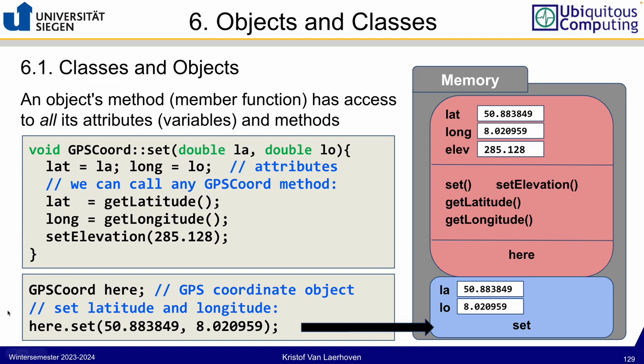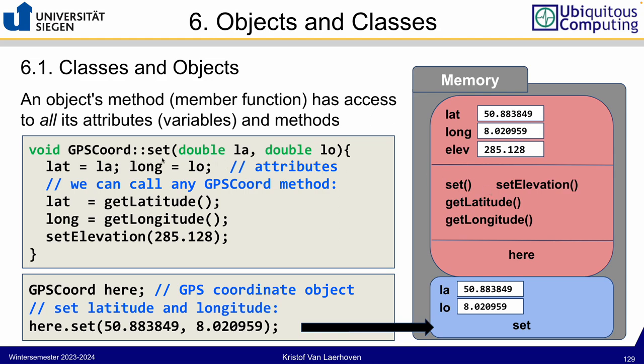Now, to come back to your question, where can we see what? Within one of those methods, when we implement the methods that belong to GPS coordinates, we have only four: set, set elevation, get latitude, and get longitude. Within the implementation of those functions, we can see everything of the class. Even though they are private, those lat, long, and elf variables, we can actually get them.